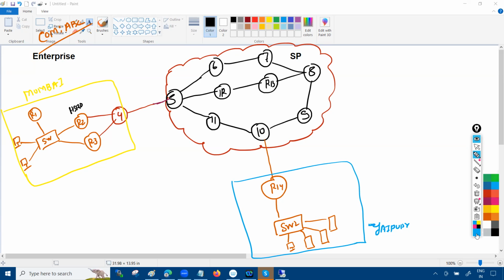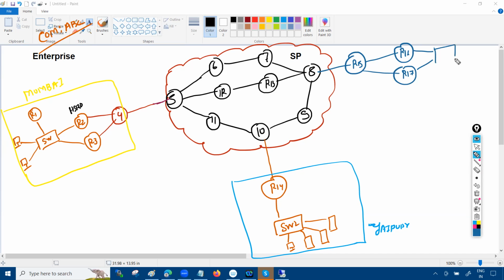At the same time, we have another branch office in a different location. R8 is going to connect with router number 15. Router 15 is going to connect with the switch. This one also has dual connectivity. Let me make some space here. Router 15, and then we have connectivity with router number 16 and router number 17. Again we have switch connectivity there, and again some users are connected with the switch.